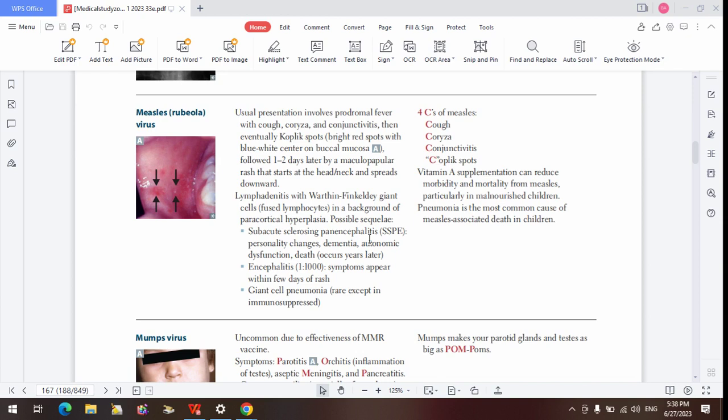Another one that happens in 1,000 is encephalitis. So encephalitis is just like this. They can have seizures, slurred speech, they cannot talk, they cannot move, personality problems. Then in addition to that, they can also cause pneumonia. But this pneumonia will have some characteristic cells. So you'll have fusion of the monocytes to form giant cells. Those monocytic fusions are going to be seen within the alveolar cells.